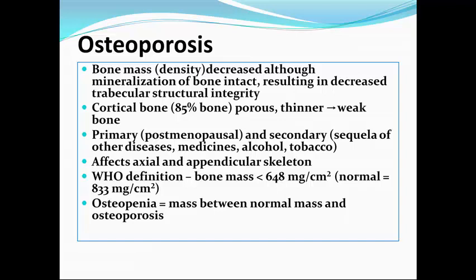Most of your bone is cortical, but what happens is, again, this trabecular, this spongier bone, loses some of its structural integrity, and this cortical bone becomes porous, thinner, and as a result is weaker bone. So that's why when you look at osteoporosis, you think about bone mass or bone density, even though the mineralization processes are pretty much intact.